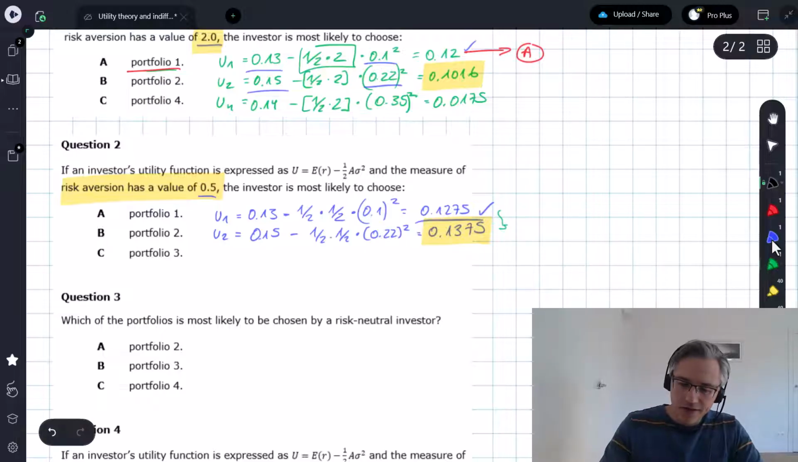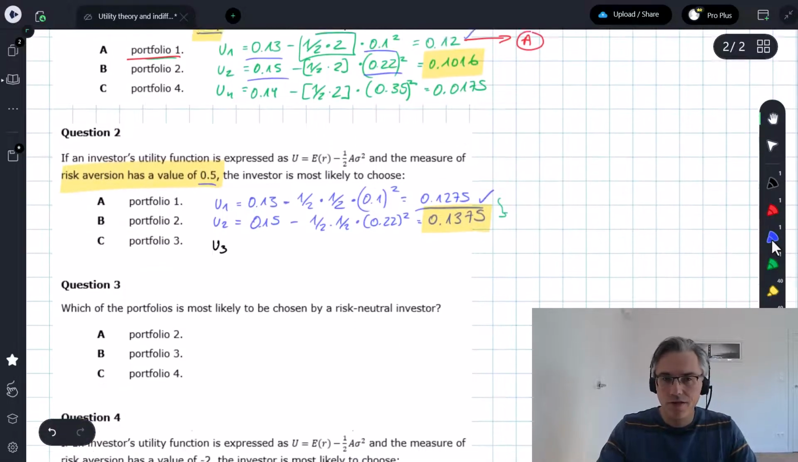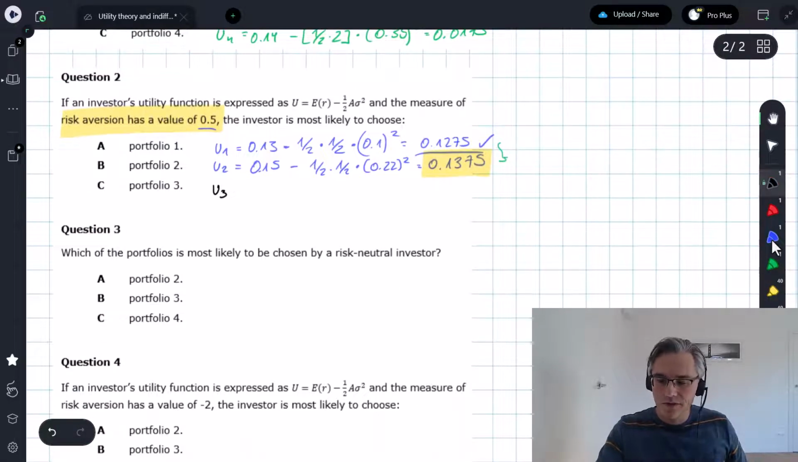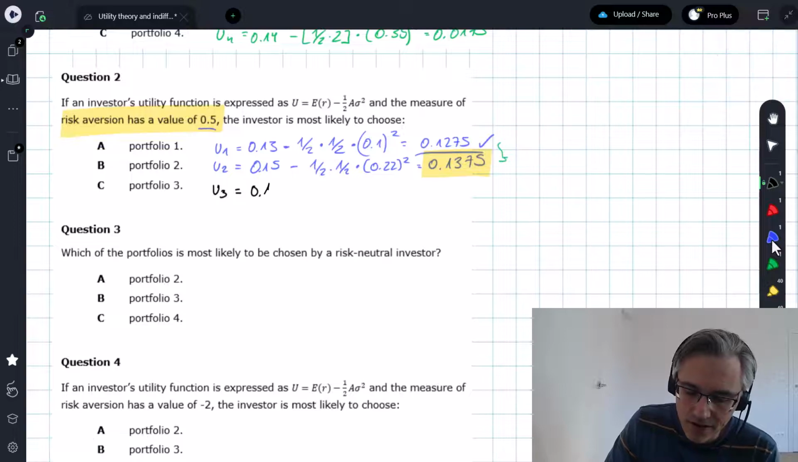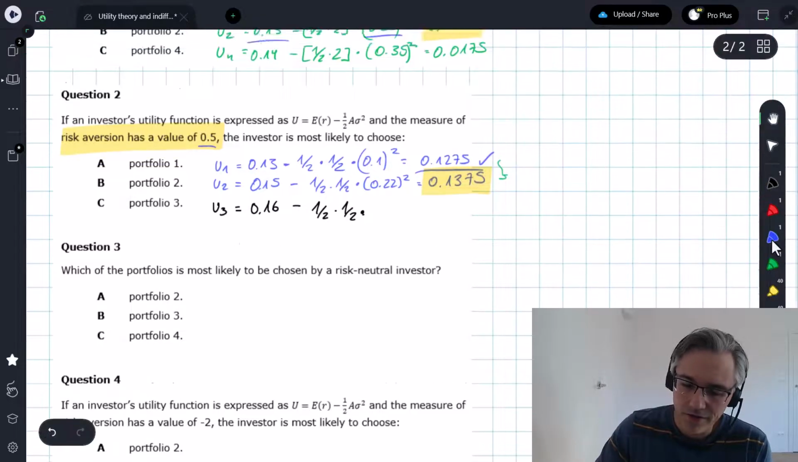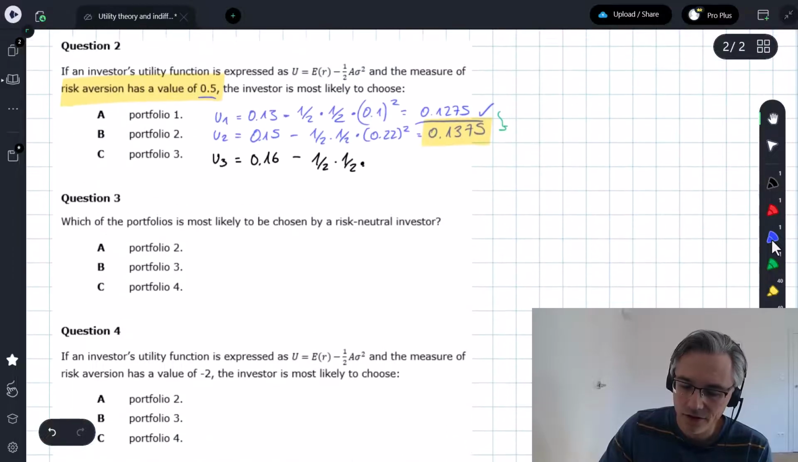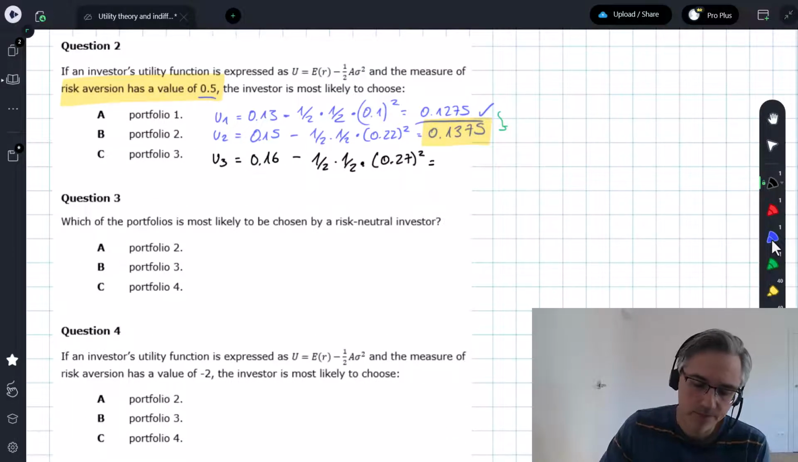Let's just check the utility of the third portfolio. Now, we haven't dealt with this one before, so we don't have the data yet anywhere. 16% and 27% for expected return and standard deviation, respectively. So 0.16 minus half times A times, sorry, I already forgot what it was, 27% for expected standard deviation. Right. Good.